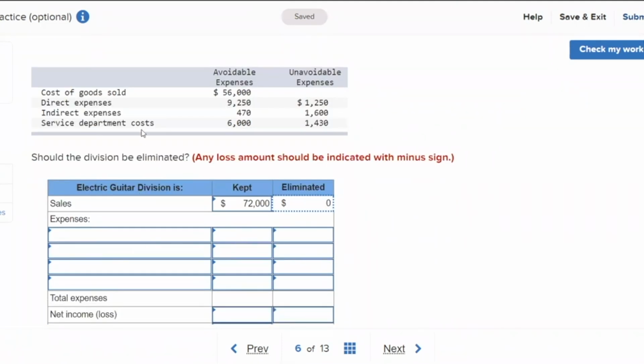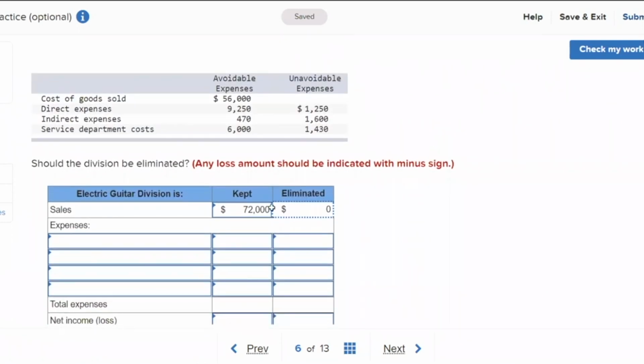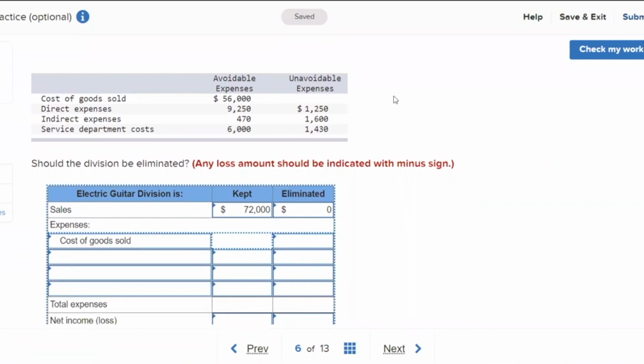Now let's talk about the expenses. Now this is going to get a little confusing, so try to stay with me. Cost of goods sold. If we keep the electric guitars, our cost of goods sold will still be 56,000. If we eliminate the electric guitars, we obviously will not have cost of goods sold. If we keep electric guitars, we would have all this, right? So 9,250 plus 1,250, 10,500. It's important that you understand how I got the 10,500.